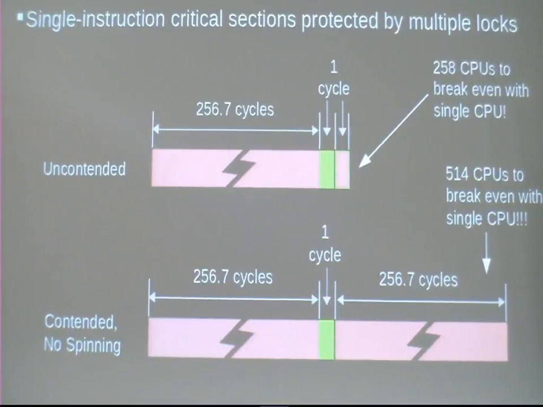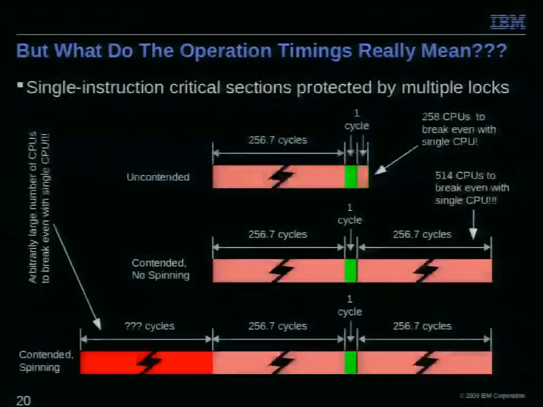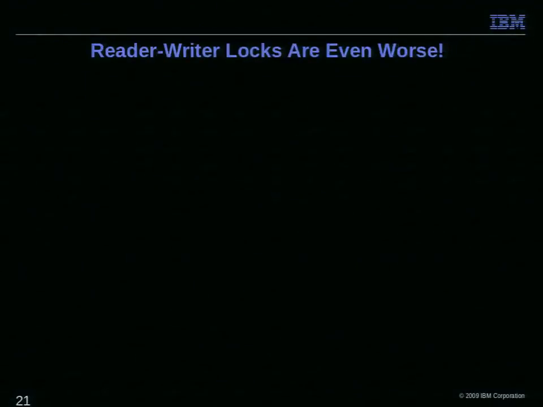And this is when we're not spinning. If we are spinning, then who knows how bad it is, right? You're spinning for some length of time, waiting for the lock, and then it takes you a long time to get it. And that was an exclusive lock.